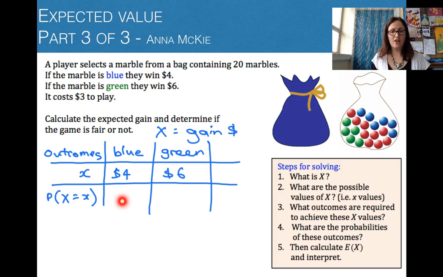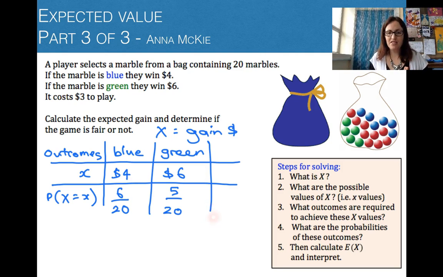So you go, okay, what are the chances of getting each of those? What's the probability of getting blue? All right, well, now we'll need to count up how many blue in total. All right, 1, 2, 3, 4, 5, 6. 6 blue out of how many marbles in total? 20. What about the green? What's the chance of getting a green marble? 1, 2, 3, 4, 5 out of how many? 5 out of 20.